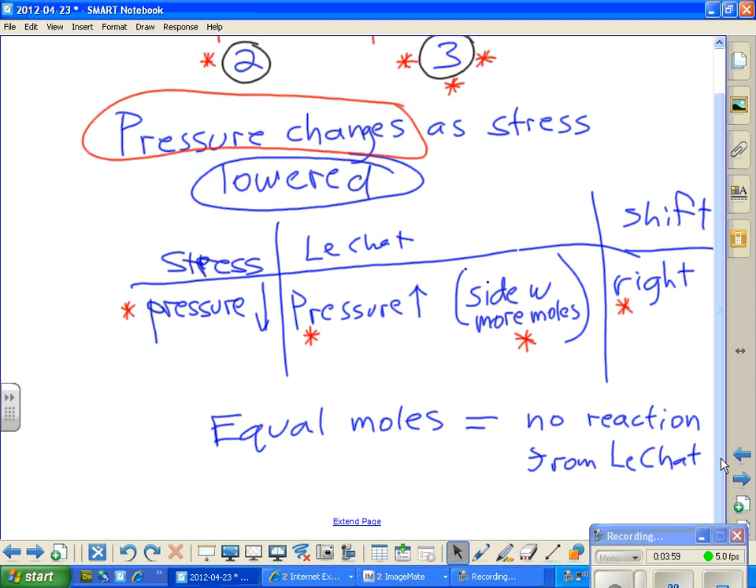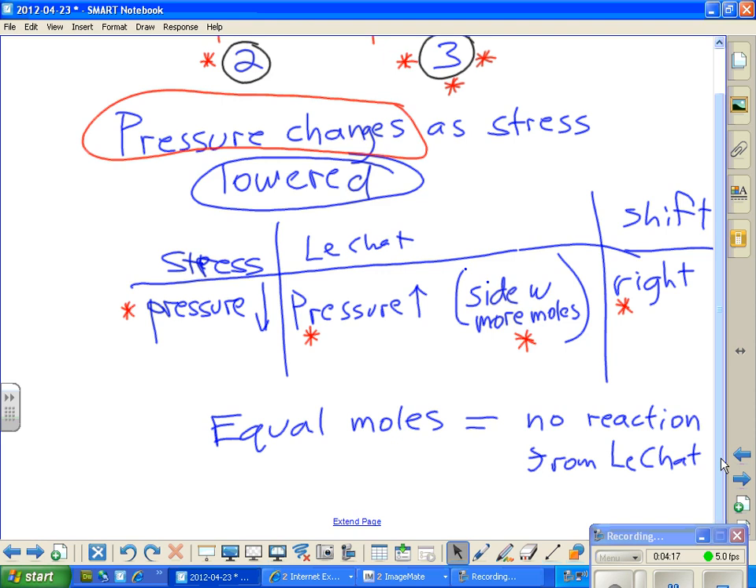Yeah. So if we have the stress down, LeChat always does the opposite of what we do, right? He will always do the opposite. How he does it is different for our pressure than it was when we were just talking about putting in more of a substance. Okay?